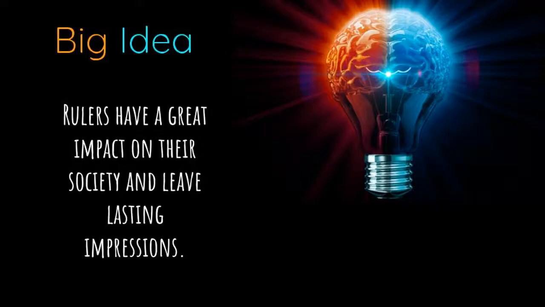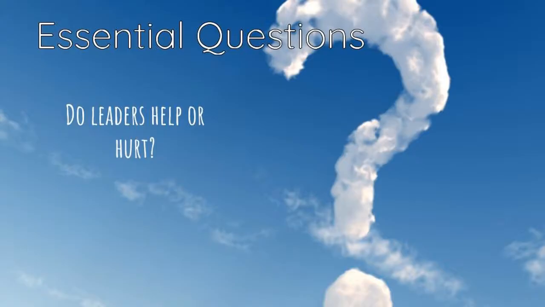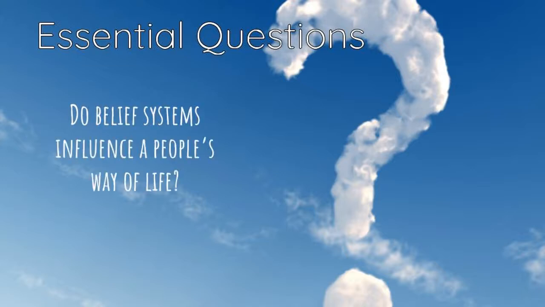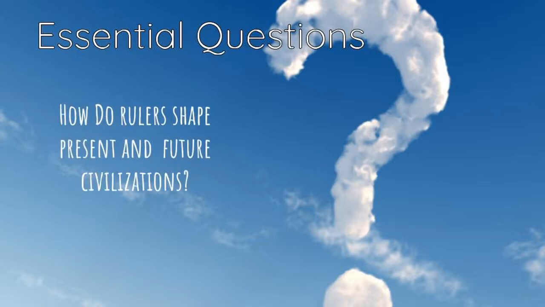We have the same big idea that we've had throughout the unit: rulers have a great impact on their society and leave lasting impressions. First essential question: do leaders help or hurt? The next one: do belief systems influence a people's way of life? Next up is: how do rulers shape present and future civilizations?